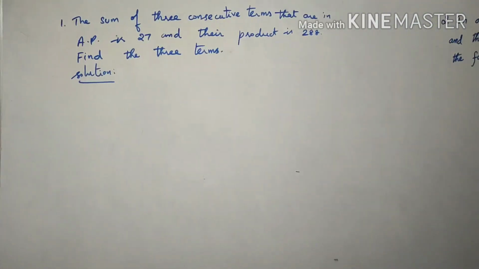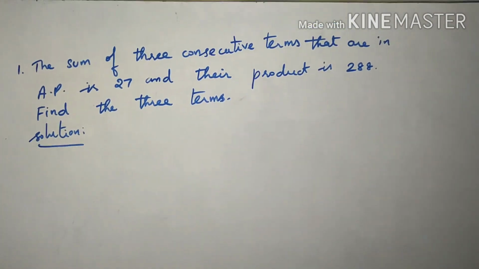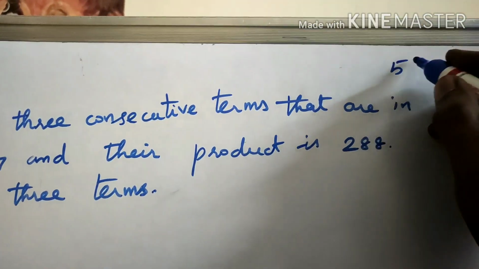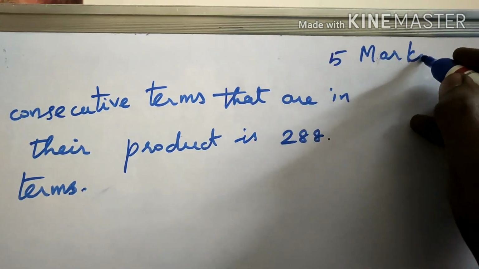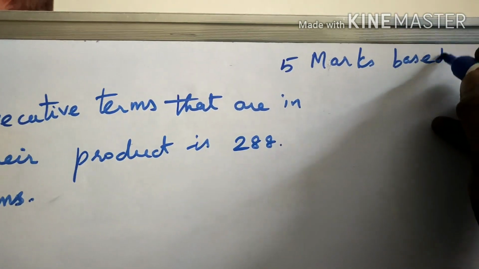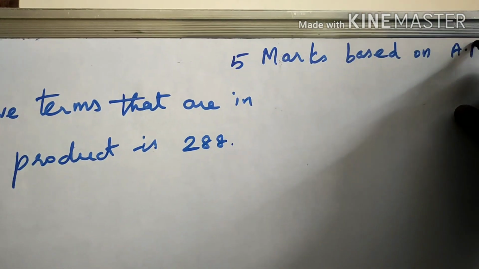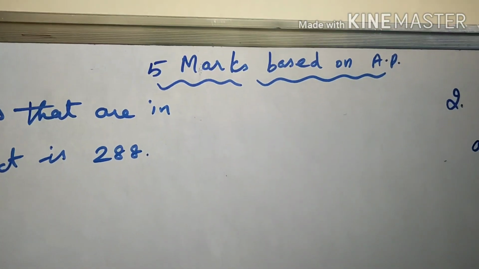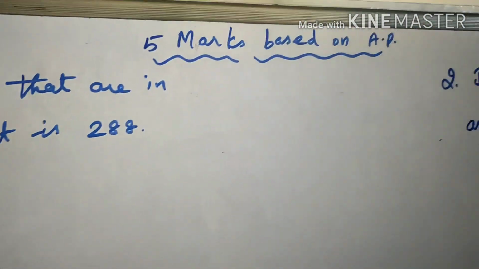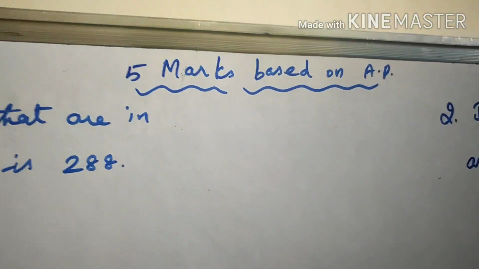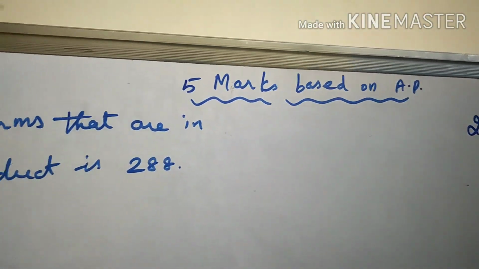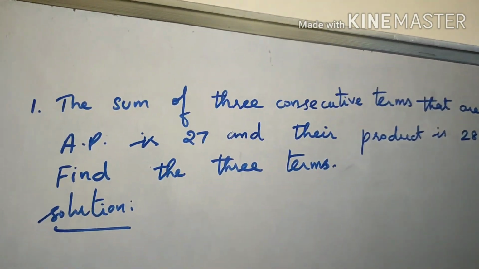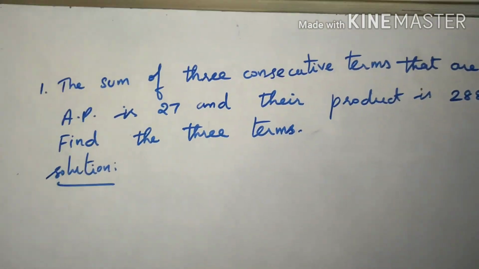Hi students, this week we are going to see some 5 marks questions based on arithmetic progression, that is AP. Last week we saw the introduction about AP. AP means arithmetic progression or arithmetic sequence. So we'll see some 5 marks questions based on this arithmetic progression.